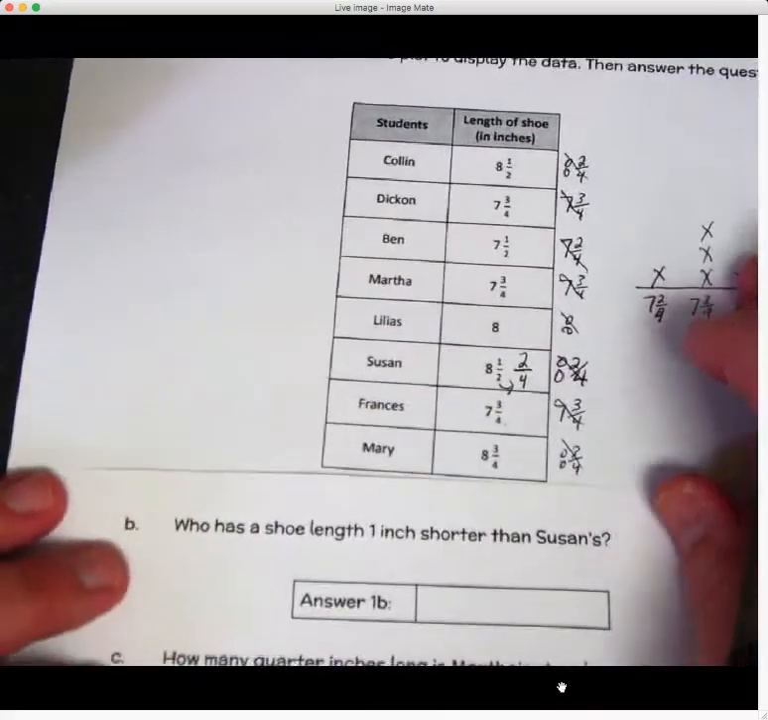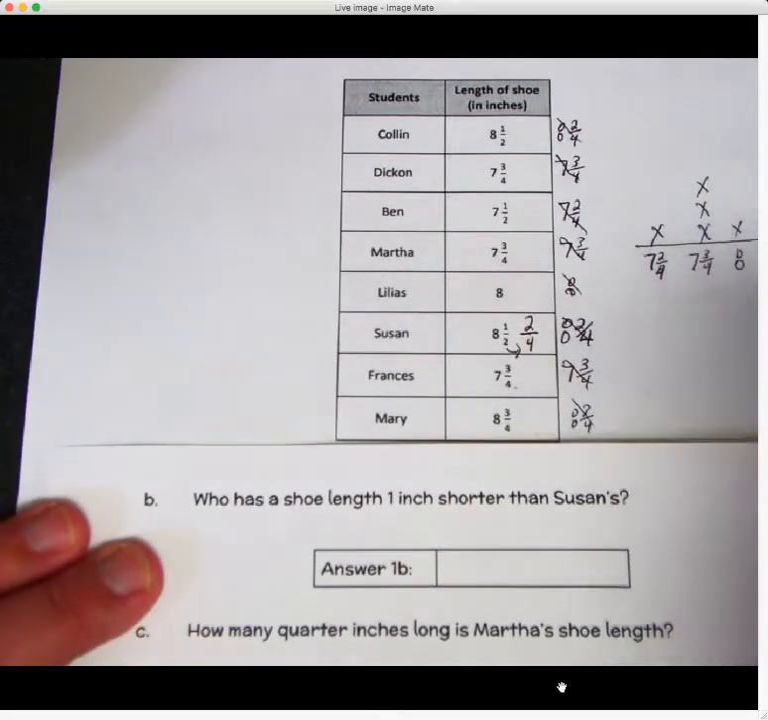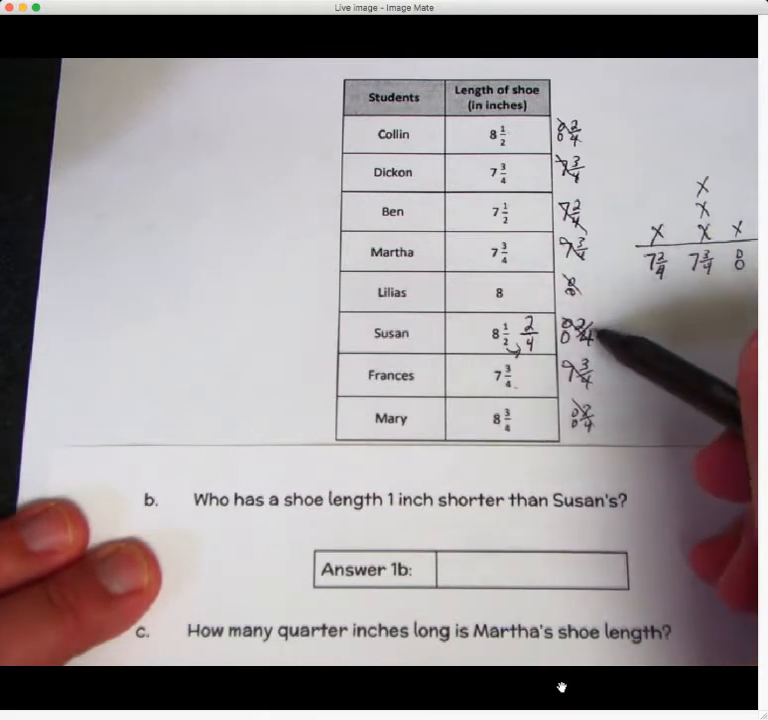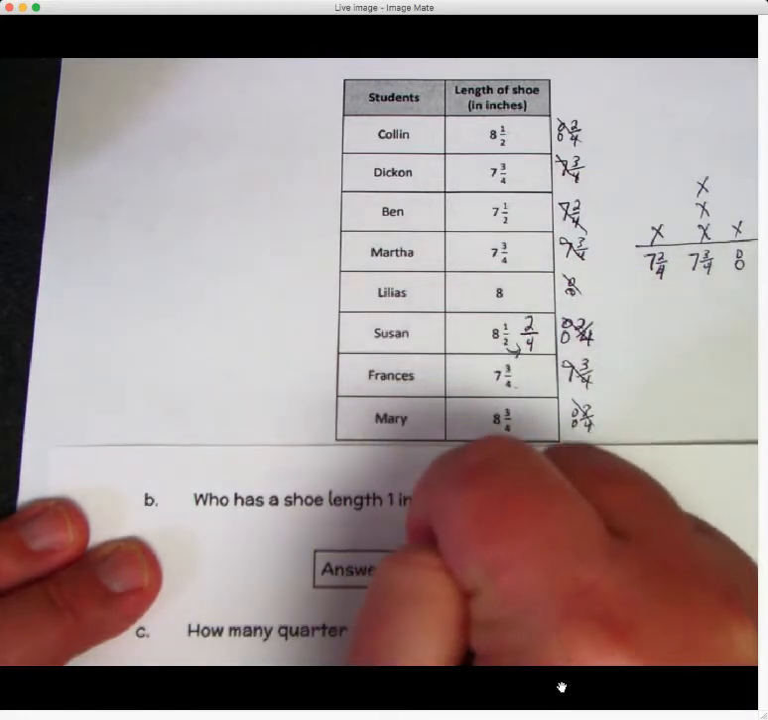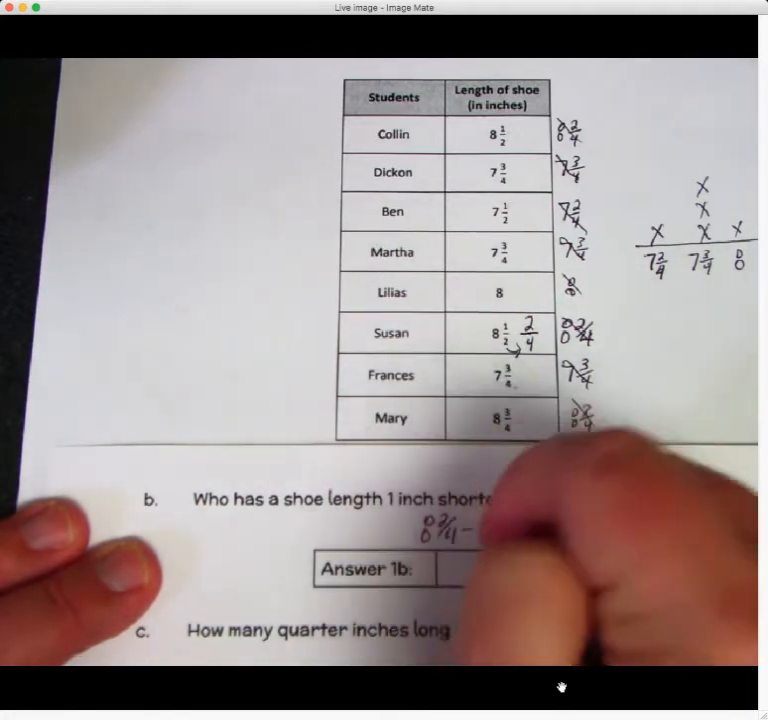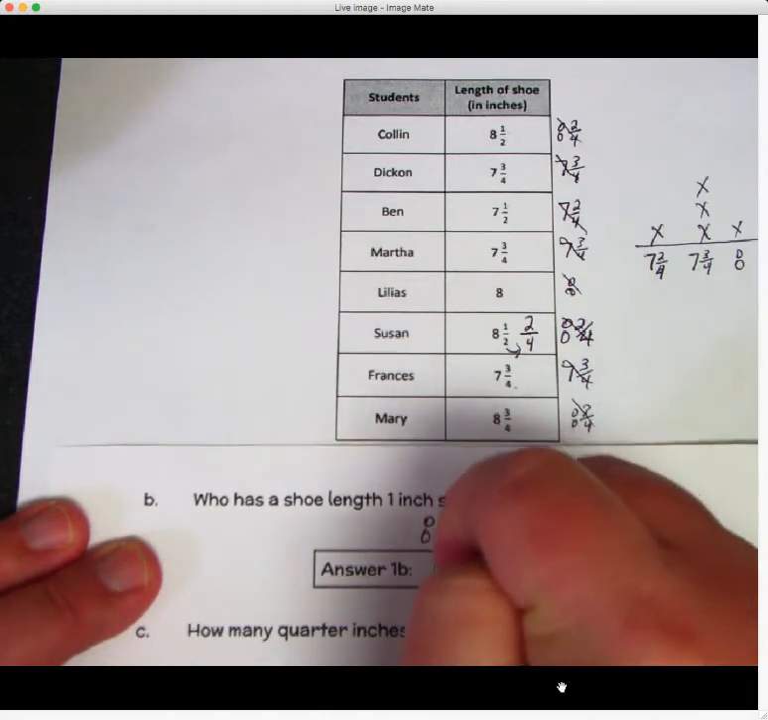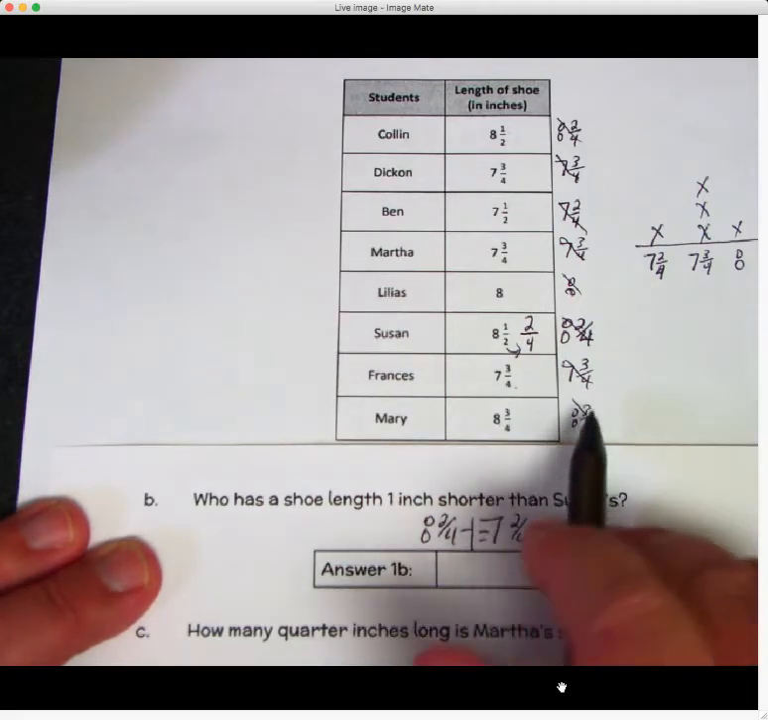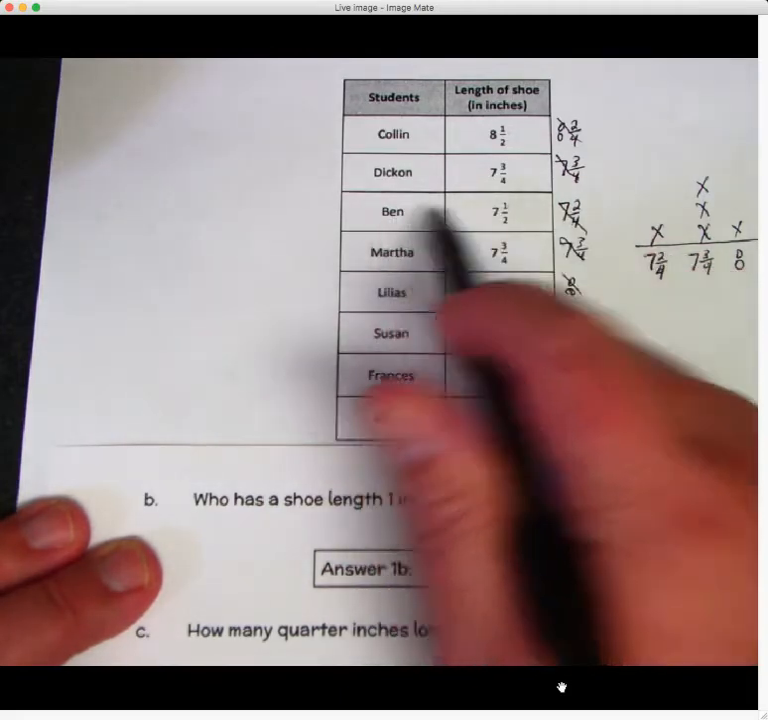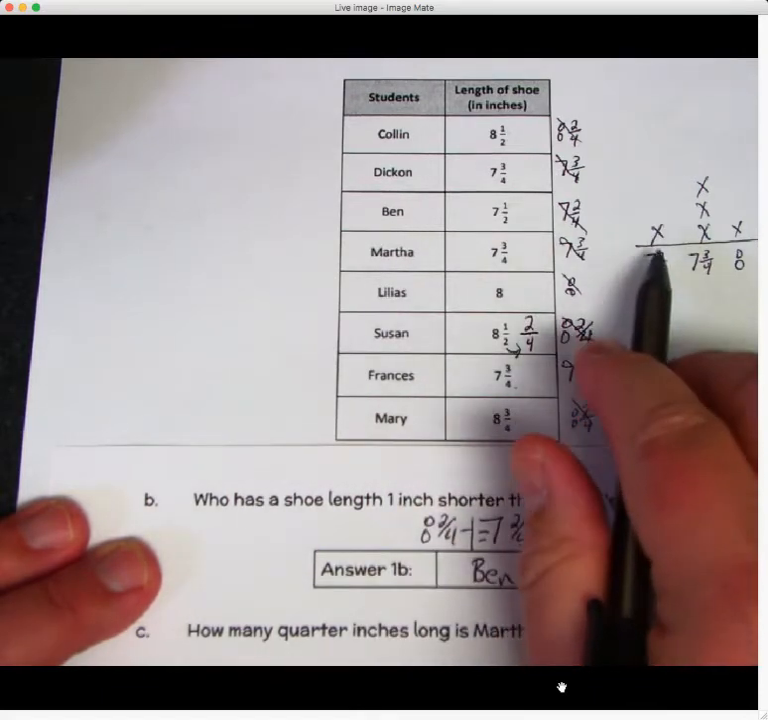Who has a shoe length 1 inch shorter than Susan's? Well, let's find Susan. Susan's is 8 2/4. So what's 8 2/4 minus 1? It's going to be 7 2/4. 8 2/4 minus 1 is 7 2/4. So who has a shoe size that's 7 2/4? It's this person right here. It's Ben. There's only one. I can look over here and see only one person has 7 2/4.